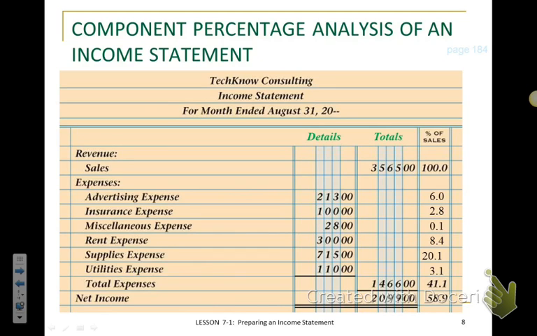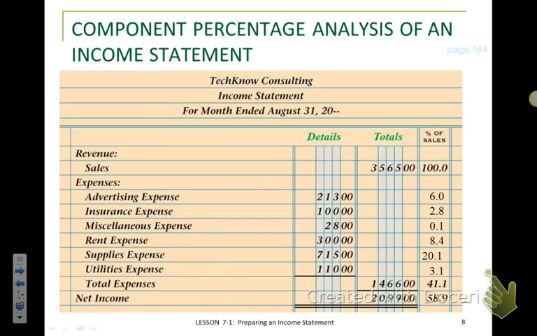So this component percentage is telling us what our most significant expenses are for this business during this period of time. We want to understand that, we want to analyze that, because we want to try to figure out if that's the appropriate amount for our business. It might be for a given fiscal period, but it might not overall.